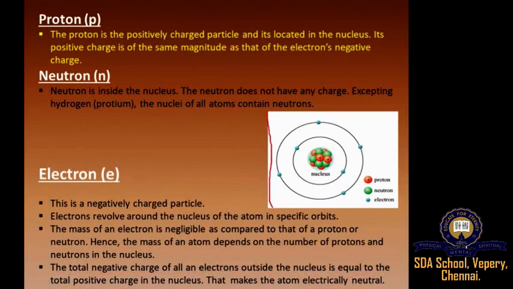This is the structure of atom. The atom consists of protons, neutrons, and electrons. So this is the structure of atom. That's all for today's class.